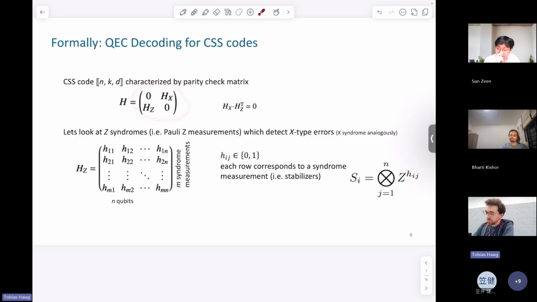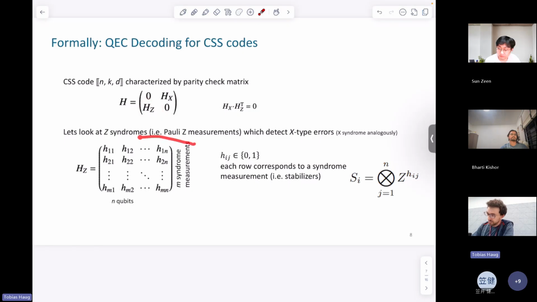And for convenience, we can now just look at the Z syndrome measurements. So we concentrate on this subsection. These are Z measurements, which detect X-type errors. And vice versa, the HX detects Z errors. But it's analogous, so we can just figure out how HZ works, and then the rest follows immediately.